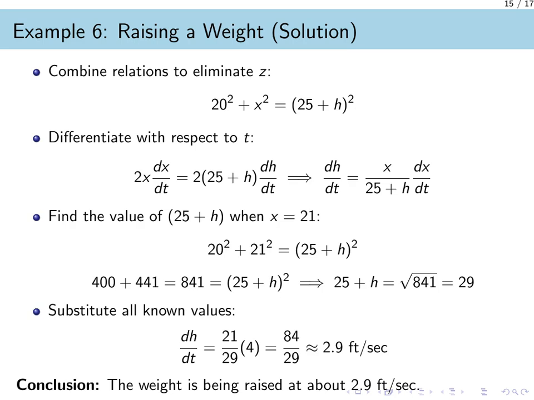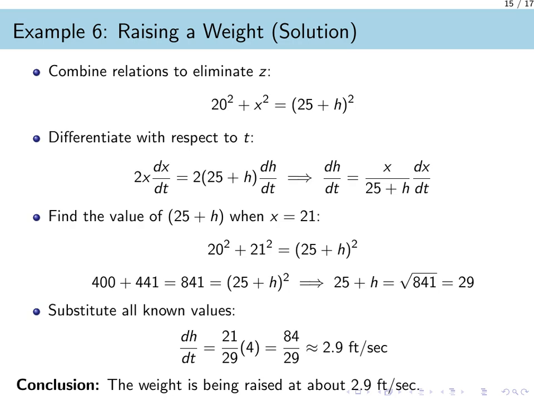Now we can solve for the rate at which the weight is rising by connecting our two geometric relationships into one. I will first combine our equations to eliminate the rope length z, which gives us a single formula relating the horizontal distance x to the height: 20 squared plus x squared equals the quantity 25 plus h, squared. The next crucial step is to differentiate this entire equation with respect to time t. After applying the chain rule, I can rearrange the terms to solve for our target rate, dh/dt.